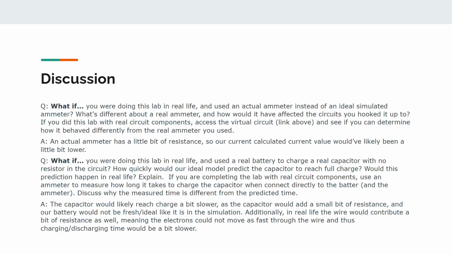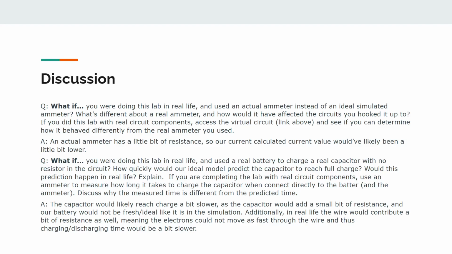So discussion, what if you were doing this lab in real life and used an actual ammeter? An actual ammeter has a little bit of resistance, so our calculated current would have likely been a little bit lower. And if we were doing this lab in real life and used a real battery to charge a real capacitor with no resistance in the circuit, the capacitor would likely charge a little bit slower as the capacitor would add a little bit of resistance, and our battery would not be fresh/ideal/never been used like it is in the simulation.